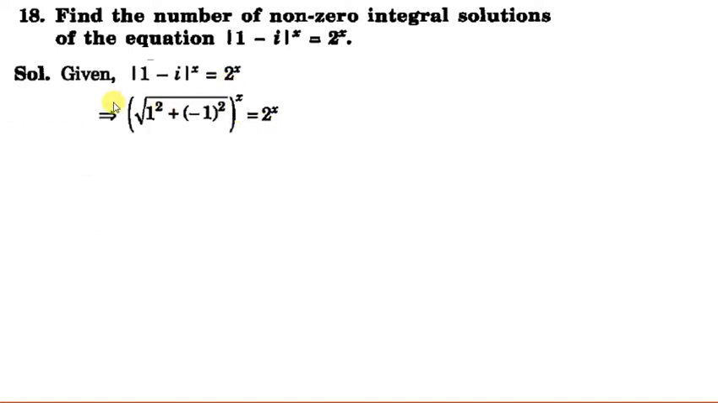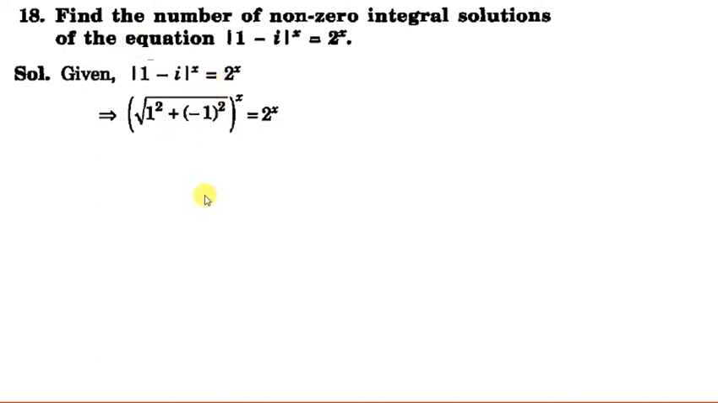This is the 18th question. Find the number of non-zero integral solutions of the equation modulus of (1 minus i) raised to the power x equal to 2 raised to the power x. Here we have on the left hand side modulus of 1 minus i. So its modulus is under root 1 square plus (minus 1) square, that is a square plus b square. A is 1 and b is minus 1 here.